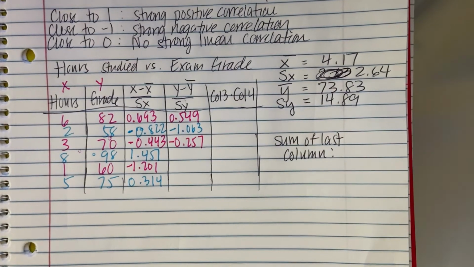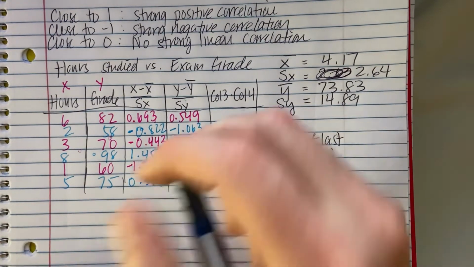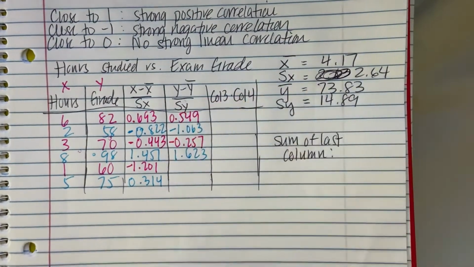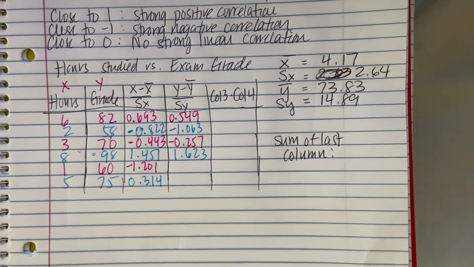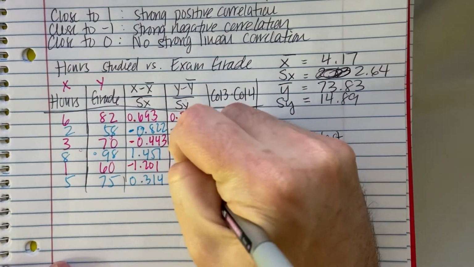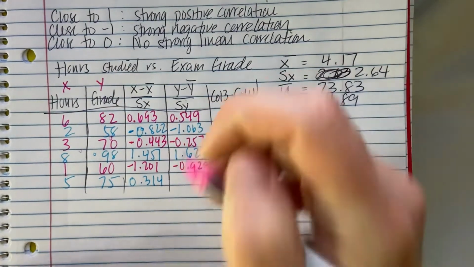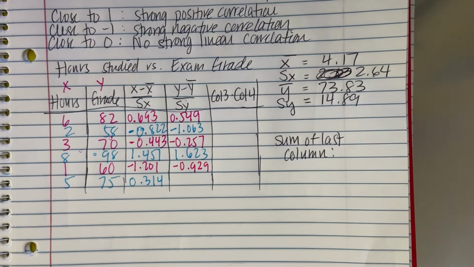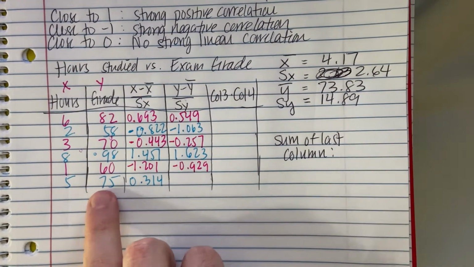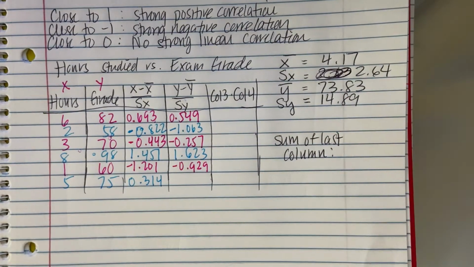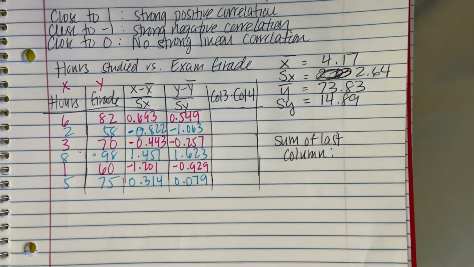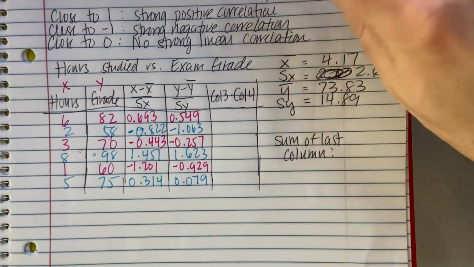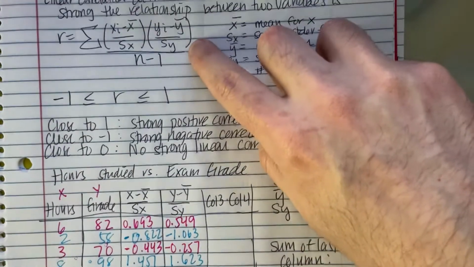After that, we've got the 98, which is 1.623. We've got the 60 as the next test score, negative 0.929. And lastly, our last test score is the 75. So 75 minus 73.83 over 14.89 is 0.079.